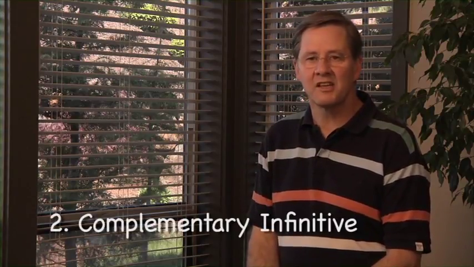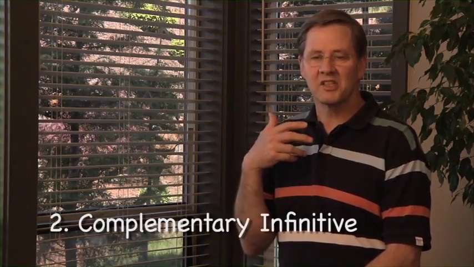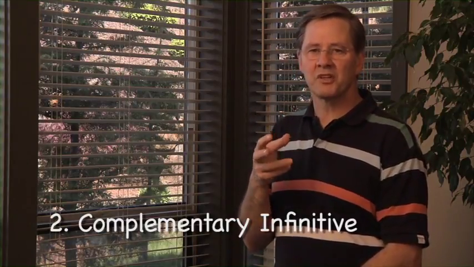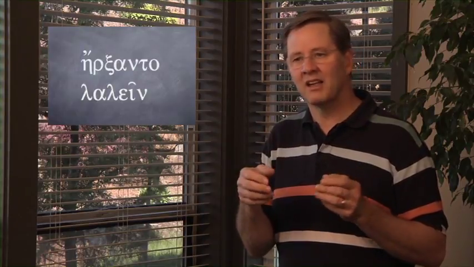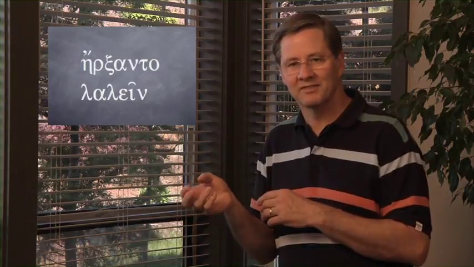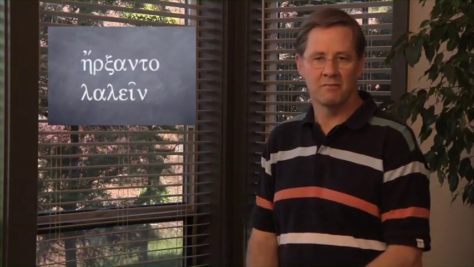All right? So that's the first way, as a substantive. The second way to translate an infinitive is as a complementary infinitive. And again, like in English, you're going to find this when you're connected to certain kinds of verbs. And in fact, in Greek, there are 5 verbs that are always followed by a complementary infinitive. But these will be a very natural thing for you to translate. So, for example, if you had he began, he began lalein. He began to speak. All right? So complementary infinitives, the infinitive is completing the meaning of the verb.